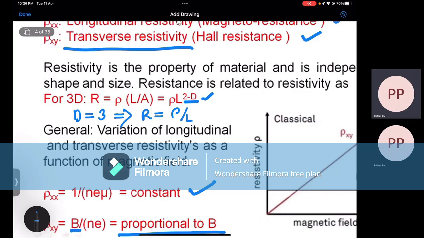So one more thing about the transverse resistivity. As I had discussed in the first slide, the transverse resistivity is actually nothing but the Hall coefficient multiplied by the magnetic field. So what was the Hall coefficient? That was 1 over n e. So now the Hall coefficient multiplied by B is called your transverse resistivity. Please remember all these formulas. This is very important to solve some questions.